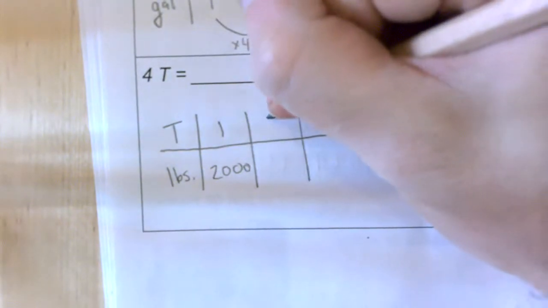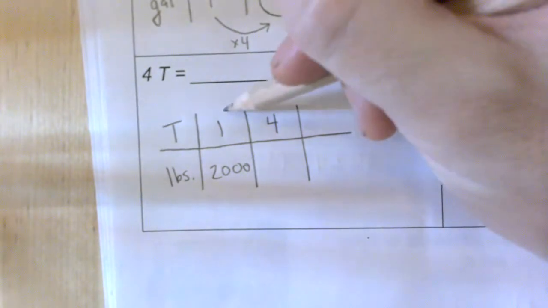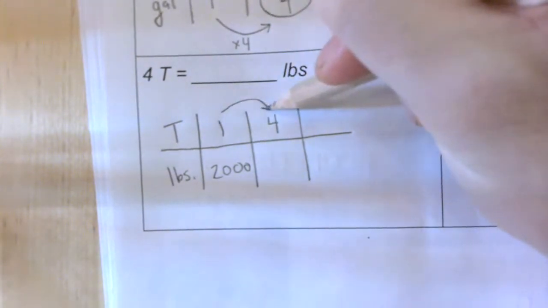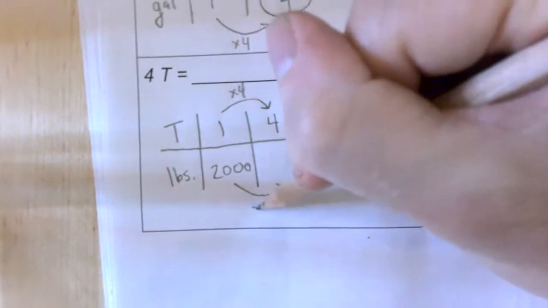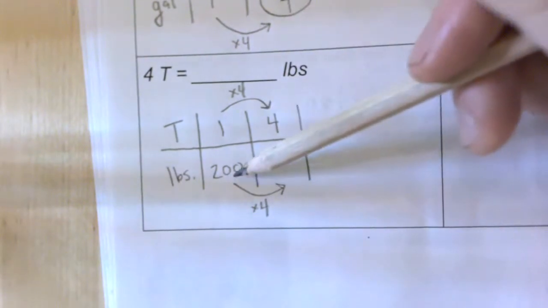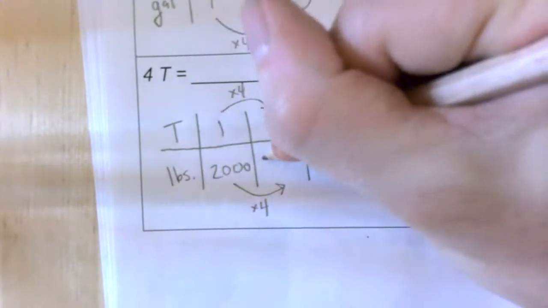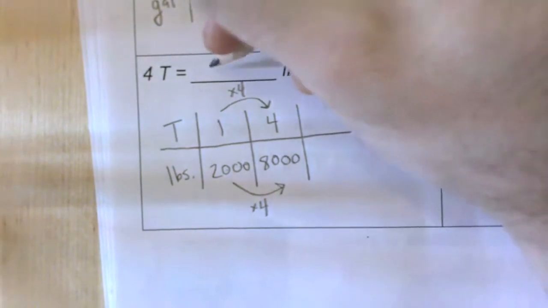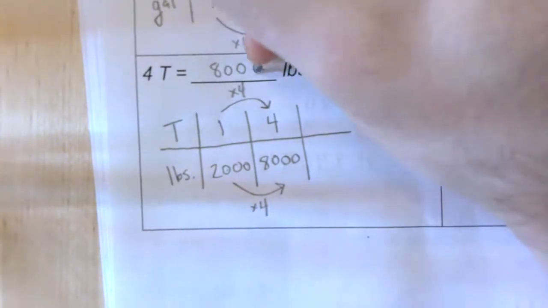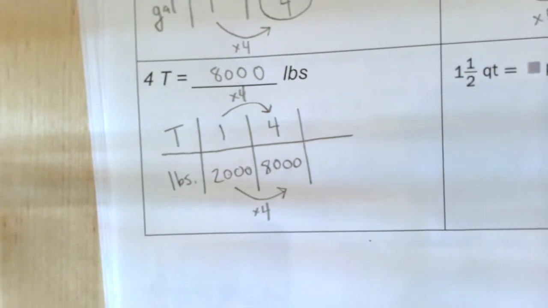We're trying to get to 4 tons. We can do that in one step, not too bad. We're going to multiply by 4. When doing this, I'm going to ignore these zeros right off the bat. I'll do 4 times 2 is 8, with 1, 2, 3 zeros. So 4 times 2,000 is 8,000. It's a lot of pounds. Not just 8,000. It's 8,000 pounds. That's a lot of weight. Okay.